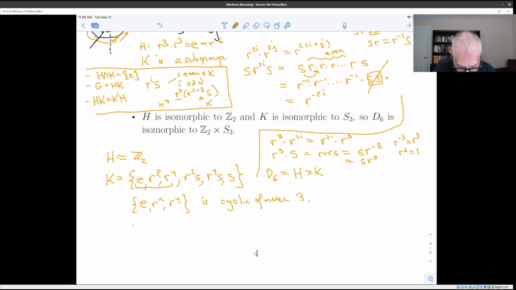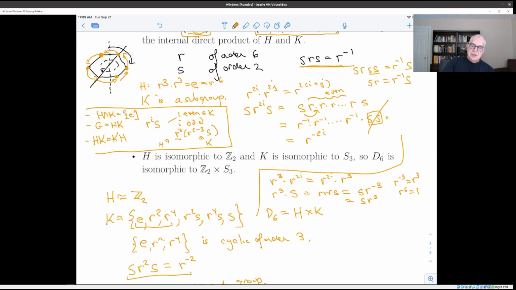And we also have that S R squared S is R to the minus 2. In other words, this is exactly the rule for the dihedral group of the triangle, which we know to be the group S3. So K is isomorphic to D3, the triangle group. So the symmetry group of the hexagon is the product of a group of order 2 and the symmetry group of the triangle. And I invite you to think about what that might mean geometrically.